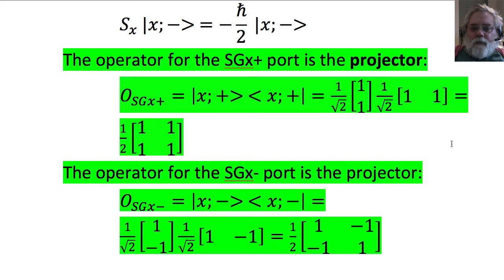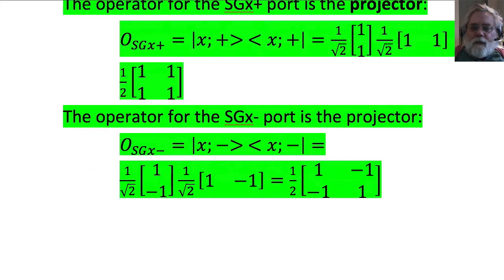The operator for the SGX minus port is the projector ket x minus, bra x minus. Same deal, different representation. Column vector form, row vector form, can multiply them together. We get this 2 by 2 matrix for its projector.